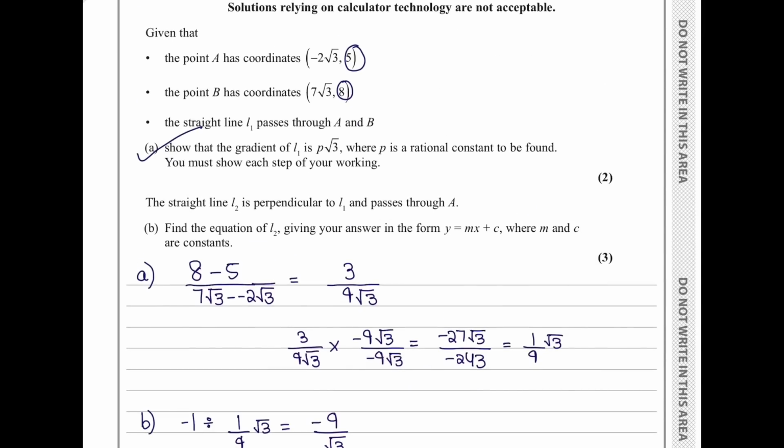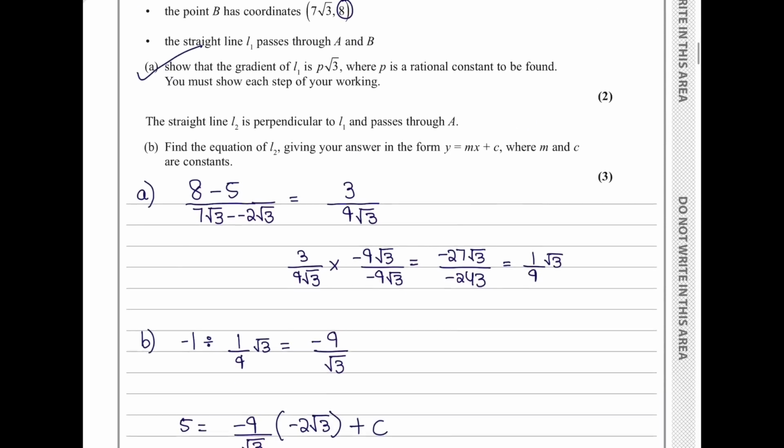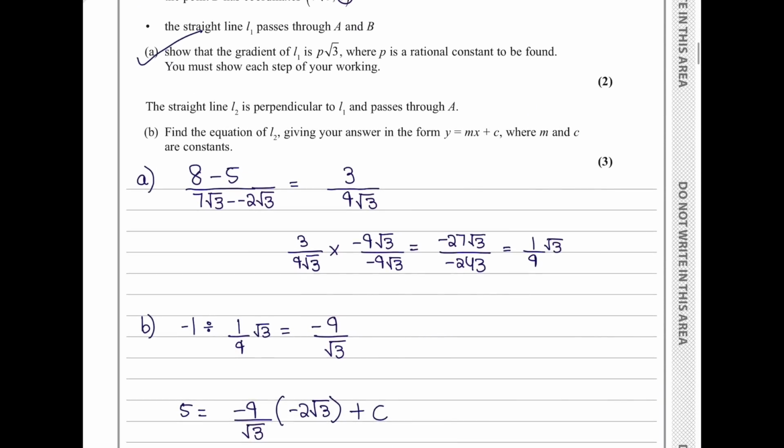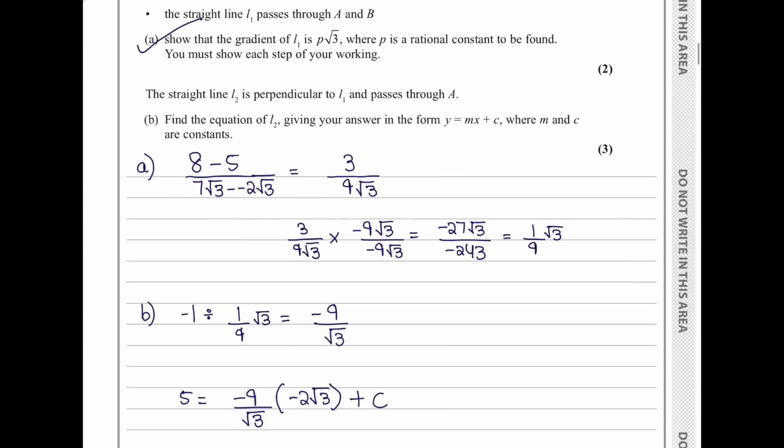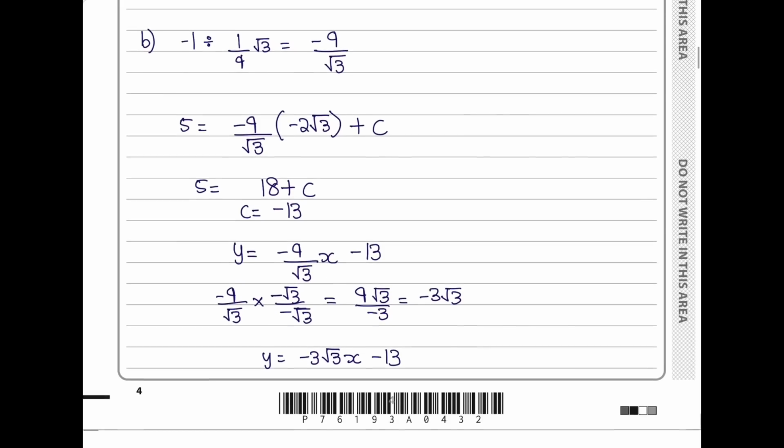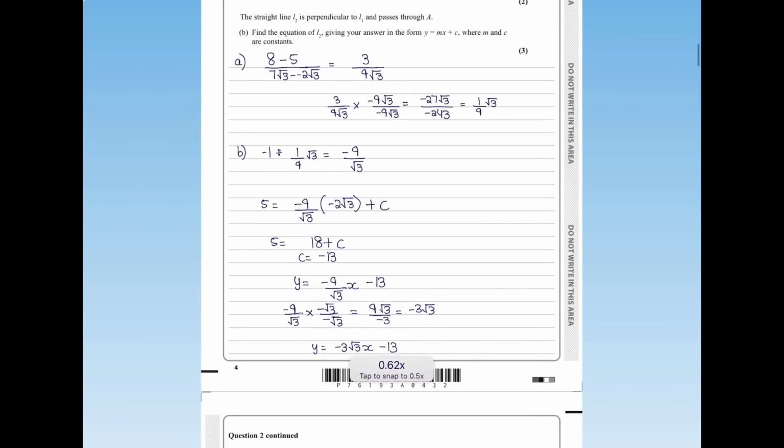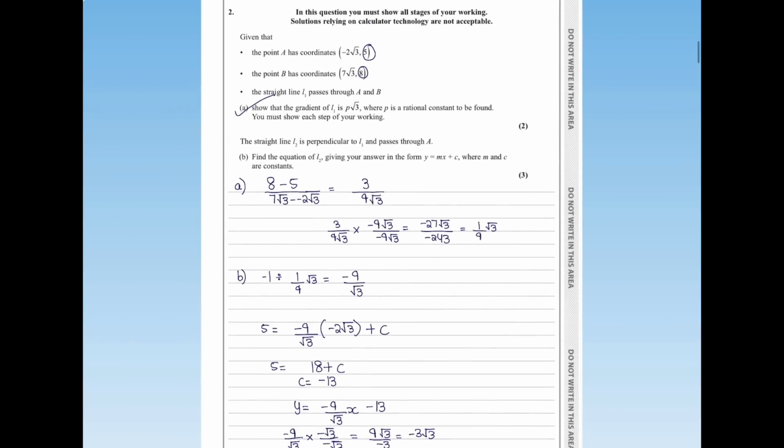First, they ask us to find the gradient, and after that, it says that the straight line L2 is perpendicular to it and passes through A. So you just have to invert the gradient and then find the value of c, and you get the equation of the line. And this is worth 5 marks. Now let's move on to question number 3.